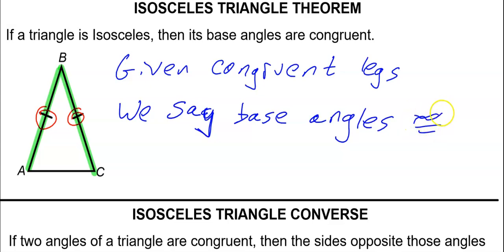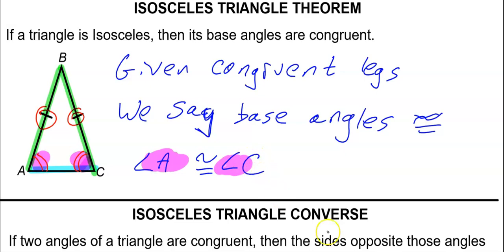So if legs are congruent, base angles are congruent. Remember, the base angles are the two angles that touch the base. So AC is my base. We are going to put our congruent ticks right here for the angles and say angle A is congruent to angle C. If we have two congruent legs, we say the base angles are congruent.